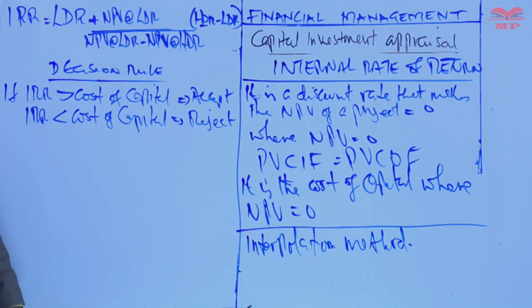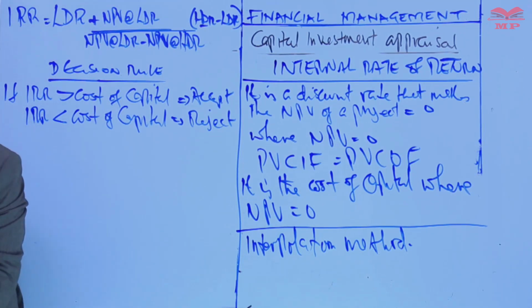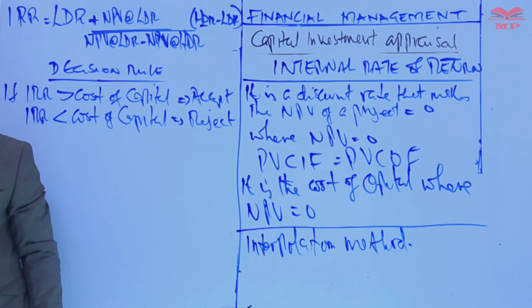Illustration. We must illustrate. Look at the illustration. A company wants to buy a machine for 13.5 million. The machine is expected to generate cash flow as follows. Year 1, 5 million. Year 2, 8 million. Year 3, 3 million. Required: calculate the project's IRR.